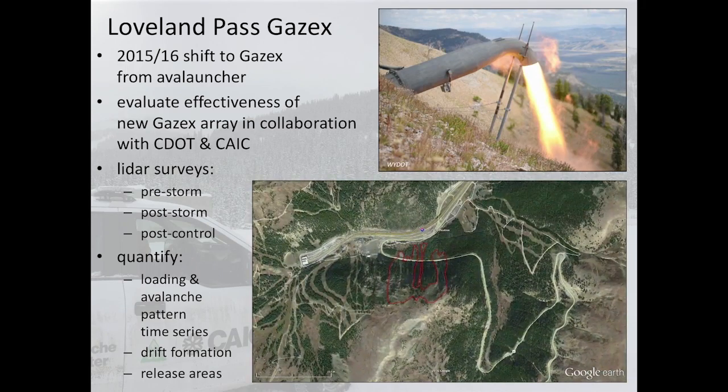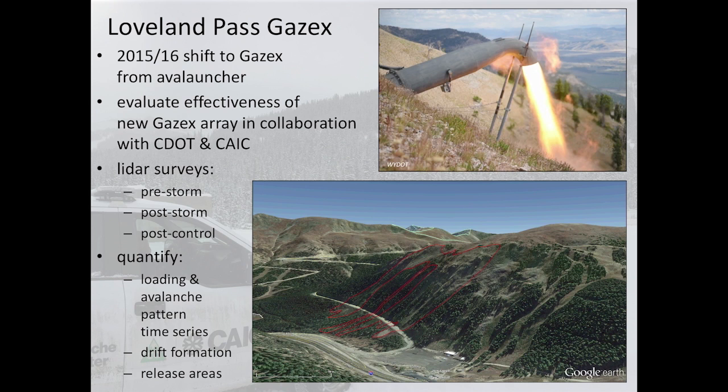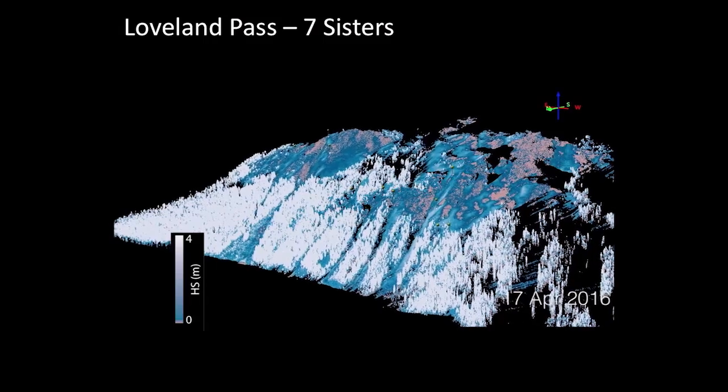Just over the hill, other side of Loveland Pass, the Department of Transportation has just installed a bunch of GASX exploders to control the Seven Sisters Pass on US 6. That was motivated in part by an avalanche accident a couple of years ago that was quite a serious deal. And now they're interested in assessing how well these new exploders are working to control snow buildup and avalanches in the set of paths. So we're using the LIDAR in the same way, scanning pre-storm, post-storm, and then post-control to get that series of loading and then change in snow depth from the avalanche control.